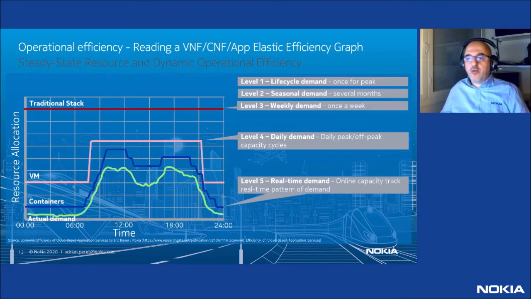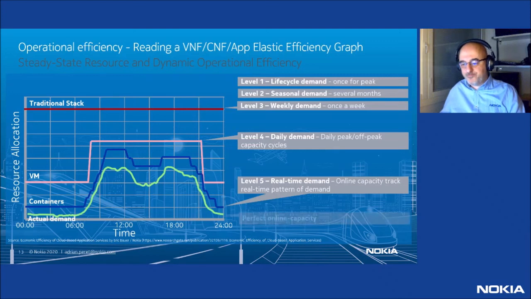Rather than relying on regular scheduled daily capacity changes, the organization can now deploy automated scalability capacity management mechanisms to adjust the online capacity in near real time, to track actual patterns of user demand and reduce capacity wastage compared to level 4, daily demand. For example, the capacity decision process can reevaluate online application capacity every few minutes and order appropriate capacity change actions when necessary. And then we have the yellow line, which is actually the perfect online capacity, which is the actual demand.